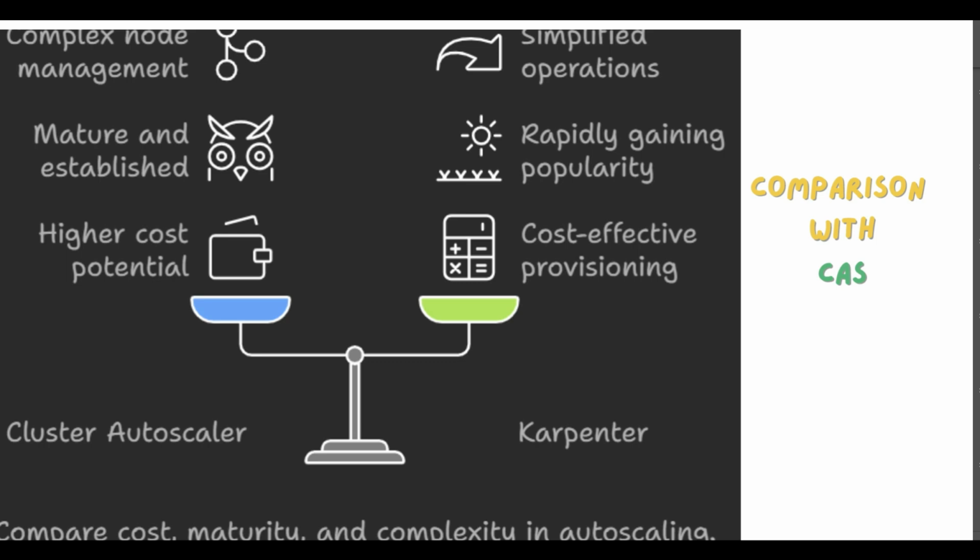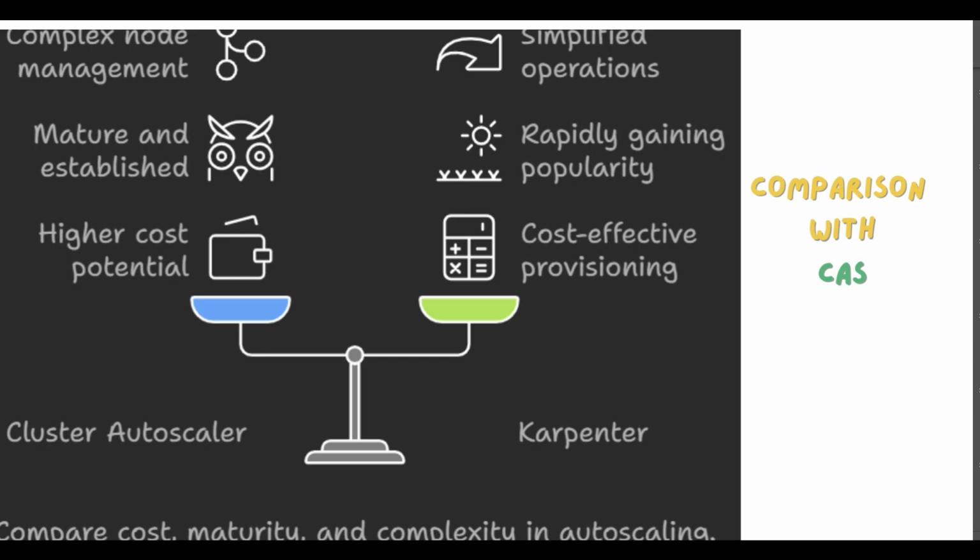So Karpenter, as we discussed, simplifies the operations by eliminating the need for node groups and directly provisioning the instances based on the workload requirements. That's a great thing about Karpenter.